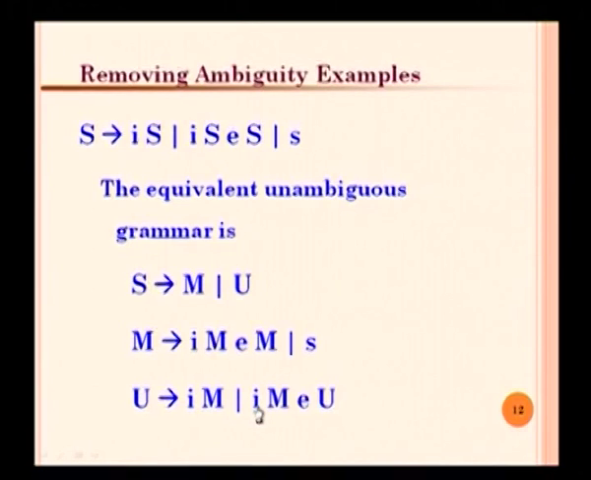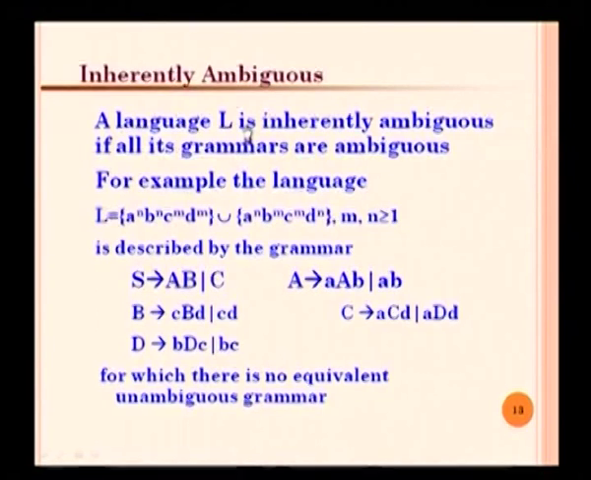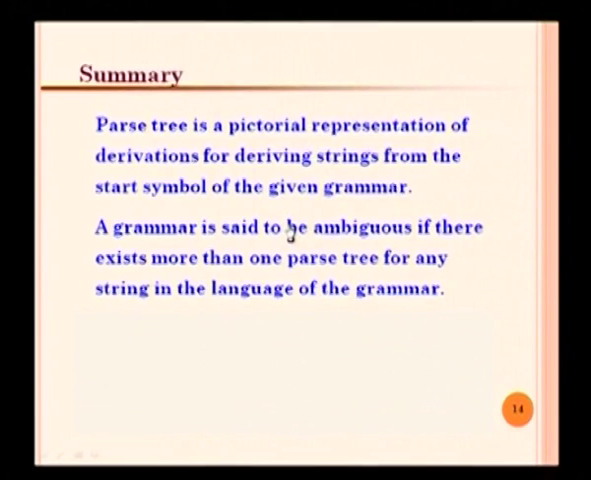Now the question is, can we say that for all grammars, for all languages, there will be an equivalent unambiguous grammar or not? There is a reason for asking. We have languages where the grammars are always ambiguous. They are called inherently ambiguous grammars. Here is an example where the language is going to be inherently ambiguous. So, we shall go for the summary.